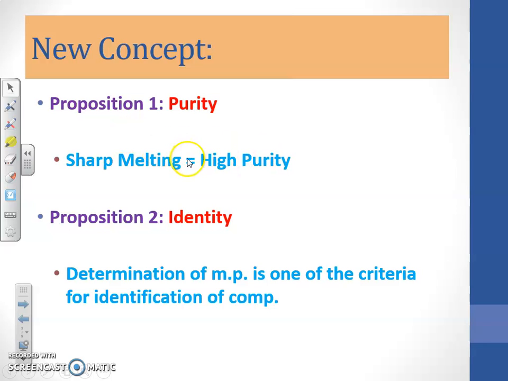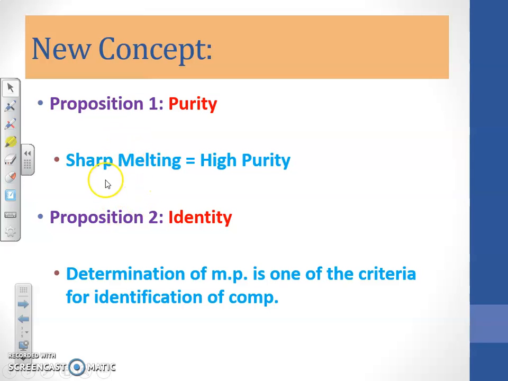Next, a new concept: we are going to determine the melting point for purity. Melting point indicates the purity. Melting point is one of the physical constants, and if there is a sharp melting point, it shows high purity of the substance, or that the substance is highly pure. If there is no sharp melting point, if there is a variation or a melting point range, it means that it is not a pure substance. It will have some other type of impurities. That is the judging of the purity of a substance on the basis of the determination of melting point.